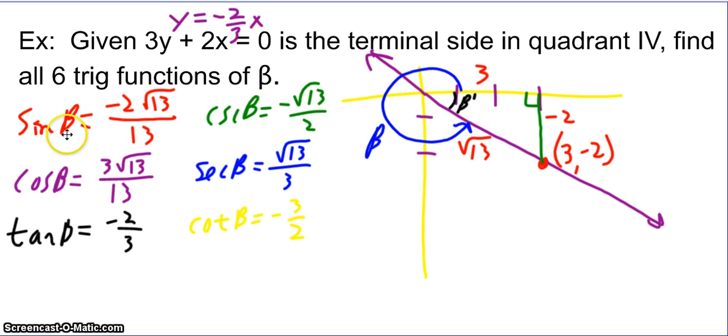And then here I have the sine of beta is -2√13/13. The cosecant of beta is -√13/2. The cosine of beta is 3√13/13. The secant of beta is √13/3. The tangent of beta is -2/3. The cotangent of beta is -3/2. Hopefully I did all of that correct. But those are our answers for the 6 trig functions of beta. The other key thing in the problem was that it had to tell us that we're in quadrant 4, otherwise this problem could have been in quadrant 2 as well, and that's going to change some of these answers.